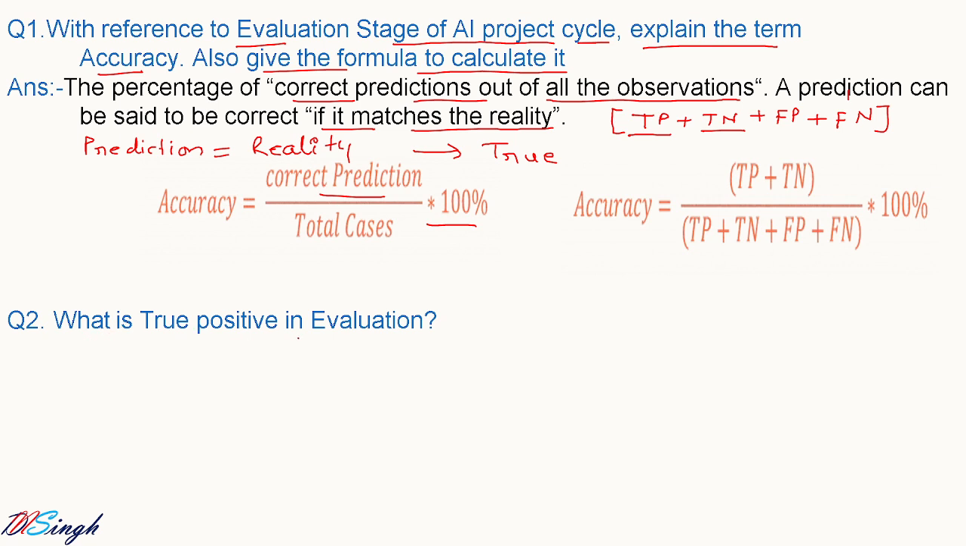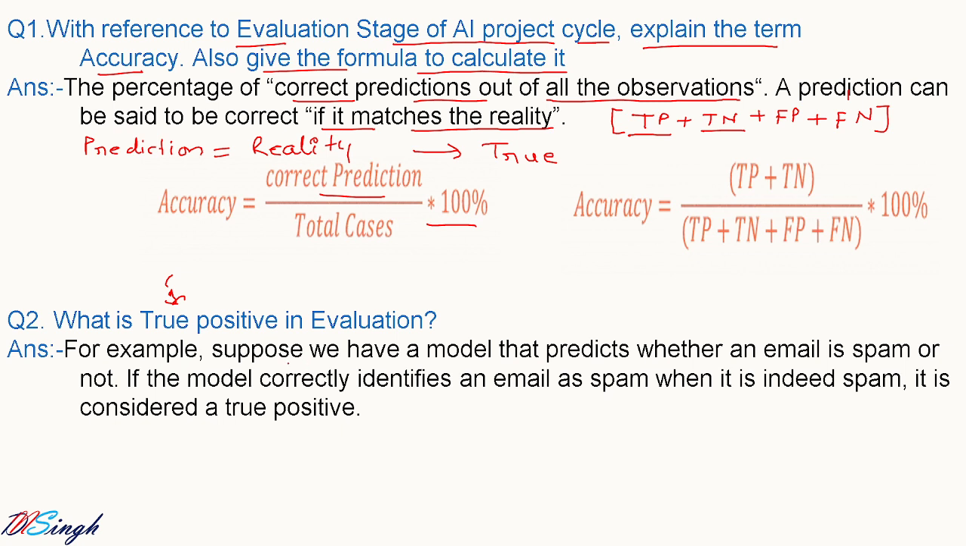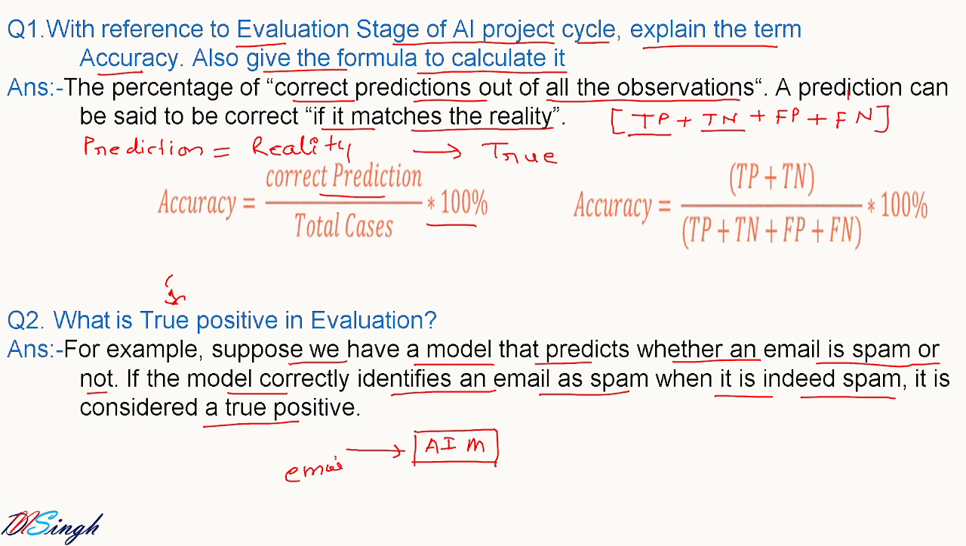What is true positive in evaluation? Here you need to find one example to show true positive in the evaluation stage. For example, suppose we have a method that predicts whether an email is spam or not. If the model correctly identifies that email as spam when it is indeed spam, it is considered a true positive. The input is an email to your AI model, and it can say yes or no to whether it is spam. When in reality it is spam and your AI model also says yes, it is a true positive case.